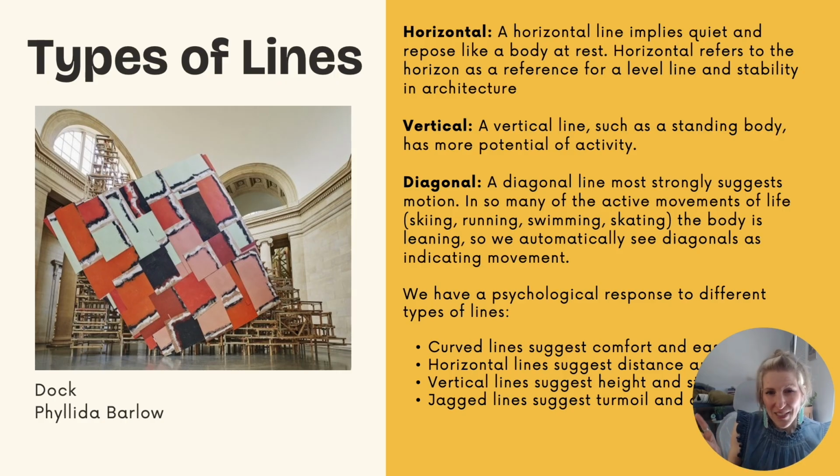We have also a psychological response to certain types of lines, and I'm sorry my bubble is breaking some of those, but curved lines can suggest comfort and ease. Horizontal lines, right? If we think of curved lines, we think of the legato or the curvilinear. Horizontal lines suggest distance and calm. We think back to that horizon or the repose, people at rest. Vertical lines suggest height and strength. We think about the height of a mountain. Jagged lines suggest turmoil or anxiety.